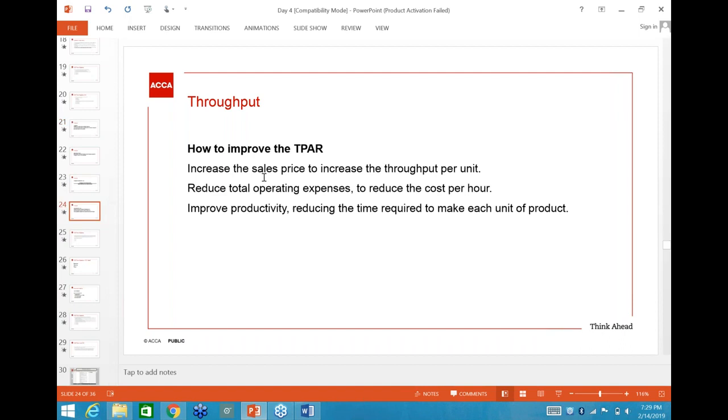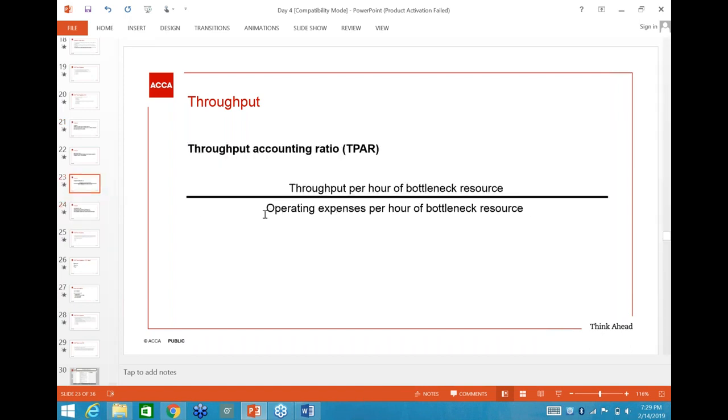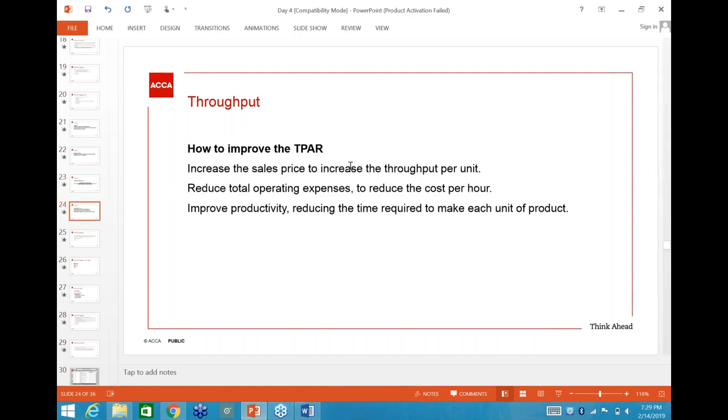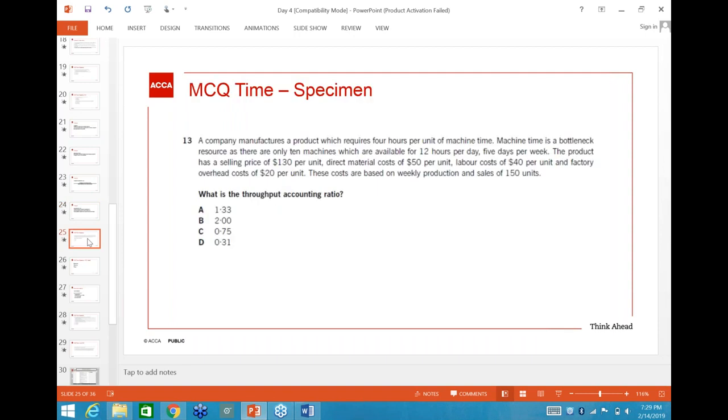So how to improve TPAR? Mathematically, you can reduce the denominator or increase the numerator. Increase the selling price, reduce the operating cost, or improve productivity. Right. So question, a company manufactures a product which requires 4 hours per unit of machine time.